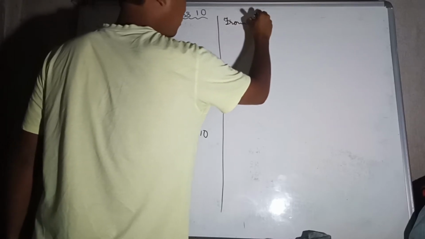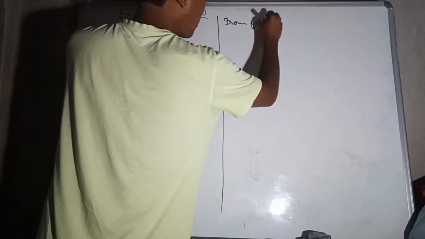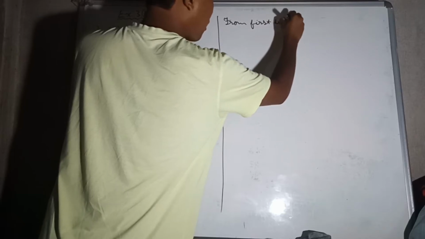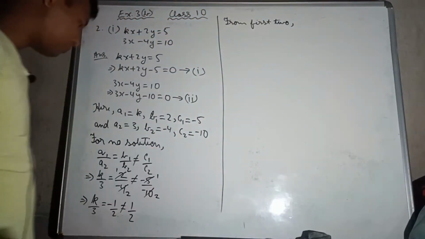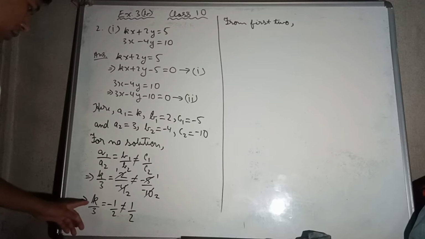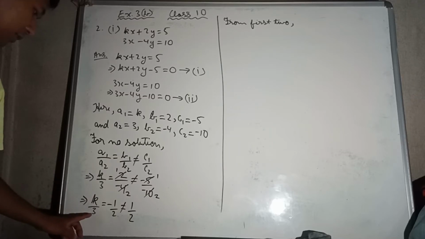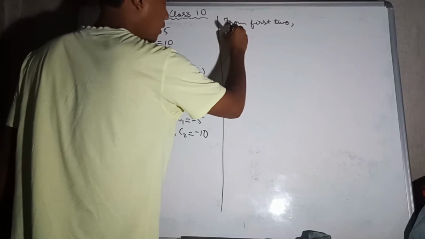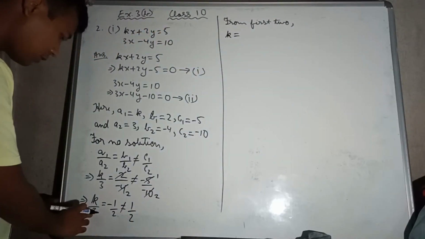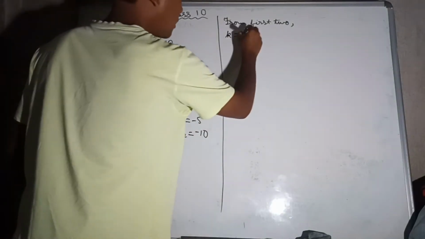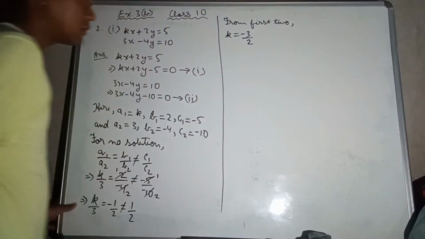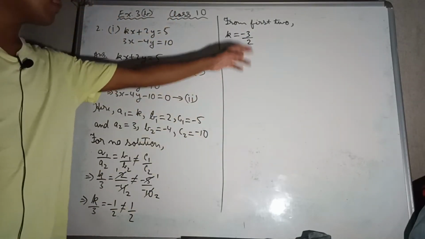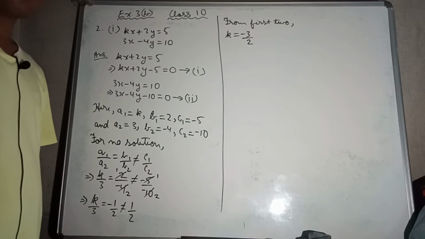From the first two, k by 3 equal to minus 1 by 2. Taking 3 to the right side and cross multiplying, k is equal to 3 into minus 1 by 2, which is minus 3 by 2. So the value of k is minus 3 by 2.